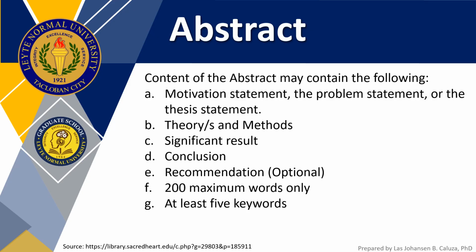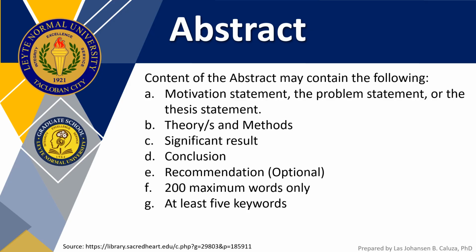Abstracts. So these are some points to remember when you are writing an abstract. First, start with the motivation statement, or maybe the problem statement, or the thesis statement of your research, the main argument for conducting your research. Second are theories and methods. There are some scientific papers or journals that mention the theories used in the research, in connection to the motivation, the problem statement, or the thesis statement. And also the methods. Methods are very, very important.